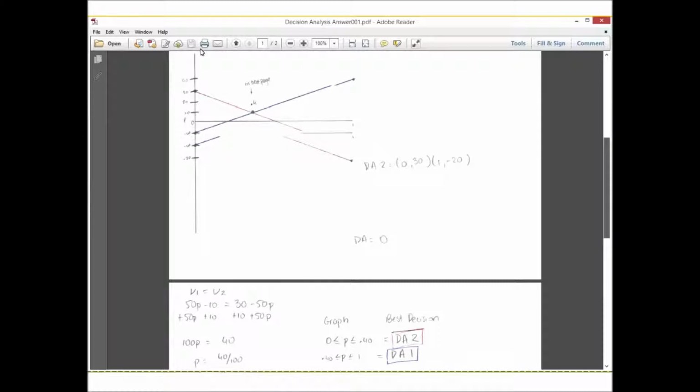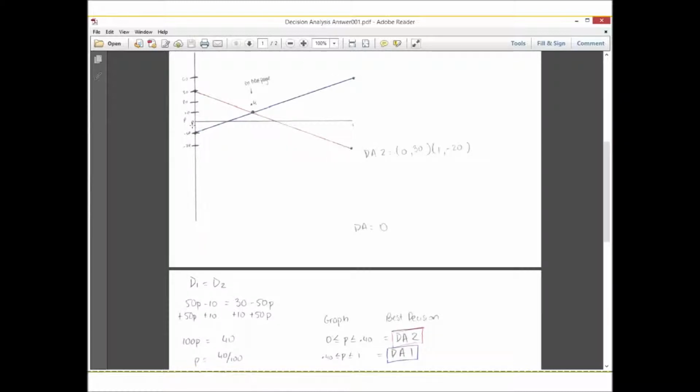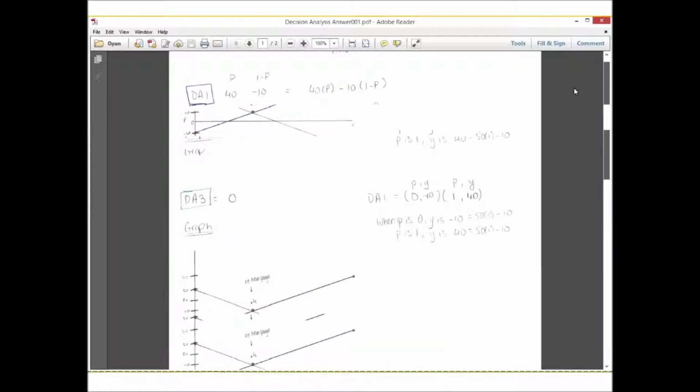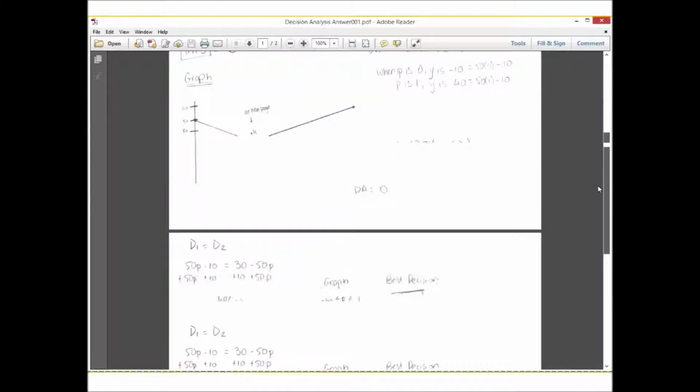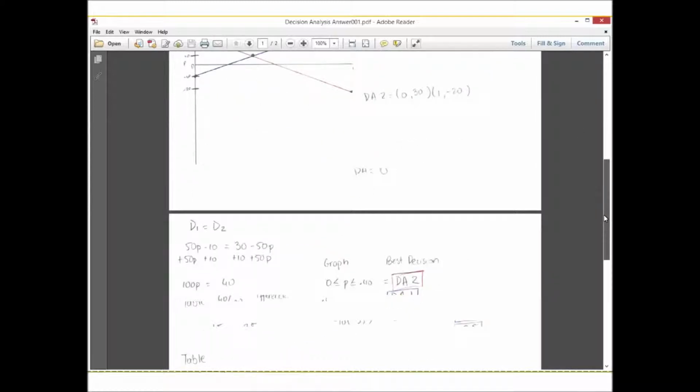Now what this is saying up top is that when p is between 0 and 0.4, the best decision to make is decision alternative 2, because you yield a higher payoff than decision alternative 1 or decision alternative 3, which is doing nothing. So between 0 and 0.4, you go with decision alternative 2. Between 0.4 and 1, you now go with decision alternative 1. Well, the question said what is the expected value of 0.65? Well, expected value, you're looking for a number.